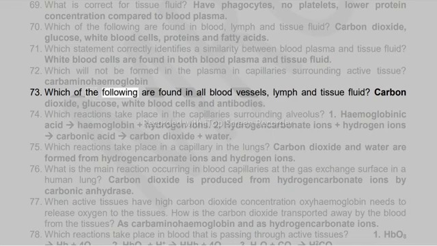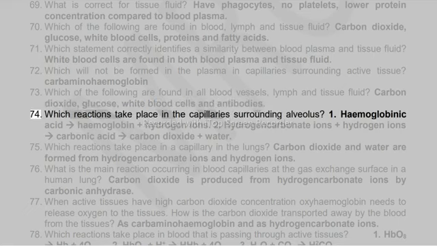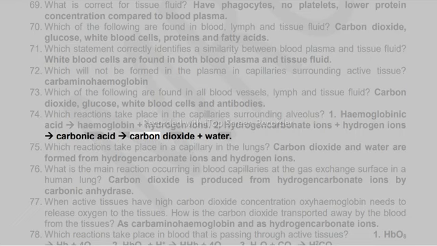73. Which of the following are found in all blood vessels, lymph and tissue fluid? Carbon dioxide, glucose, white blood cells and antibodies. 74. Which reactions take place in the capillaries surrounding alveolus? 1. Hemoglobinic acid → hemoglobin plus hydrogen ions. 2. Hydrogen carbonate ions plus hydrogen ions → carbonic acid → carbon dioxide plus water.